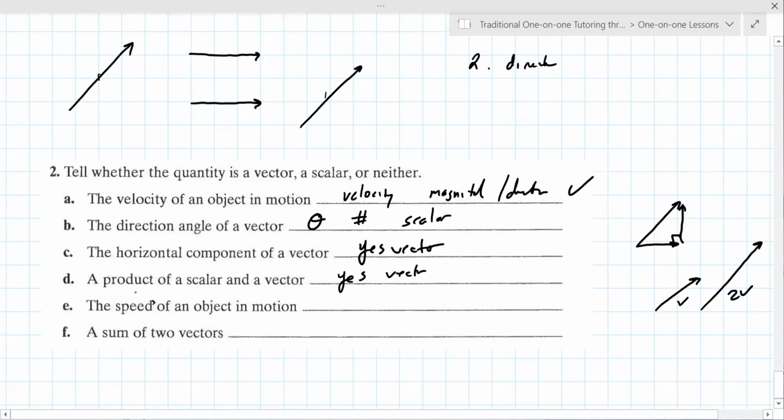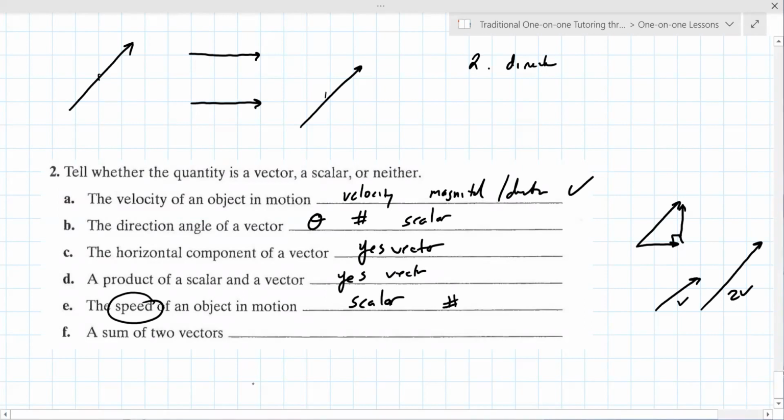Got it. The speed of an object in motion. So speed is a scalar, because, think of your car when you're driving, it doesn't know whether you're going north or south, forwards or backwards. It's just a number.